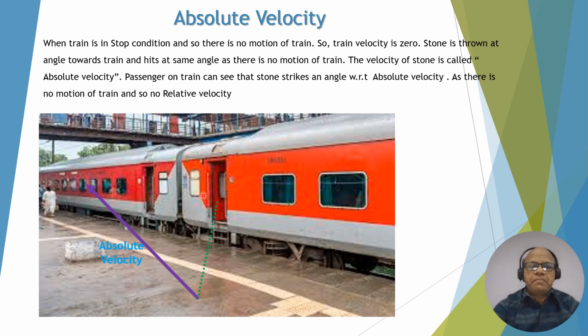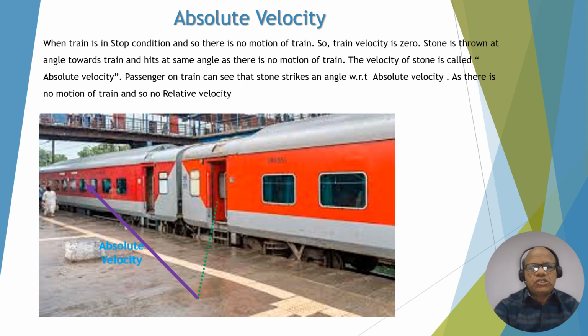And a person, or passenger, can see that it is striking at this angle. If you see this angle, this is called only the absolute velocity. There is no relative velocity because there is no motion of the train.